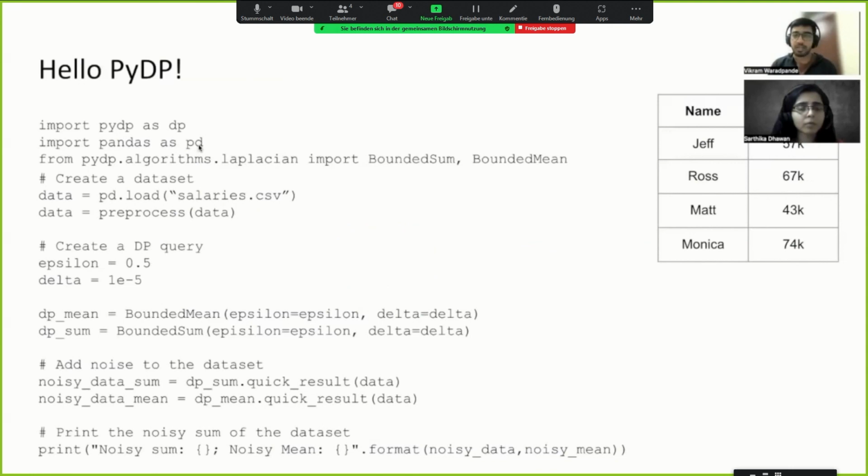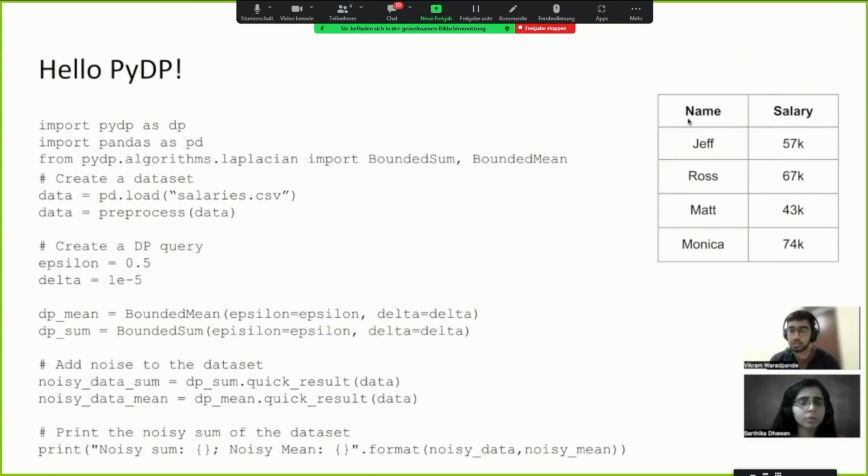Now let's get to the exciting part of actually going into the code of PyDP and understanding how it works and what a typical algorithm with PyDP looks like. You might notice the first couple of statements are just importing the necessary packages. The first is where we import PyDP as DP, and then we also need pandas to create our data set and process it in the appropriate format. So here we're working with a salaries dataset, for example, in which we have some individuals with their names and salaries. And obviously it's sensitive information. So the aim is to do some statistical analysis without leaking any particular information about the salary of any individual.